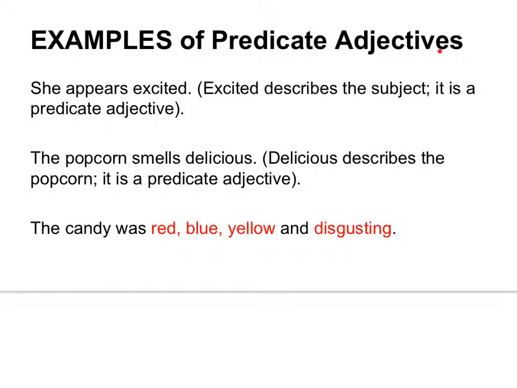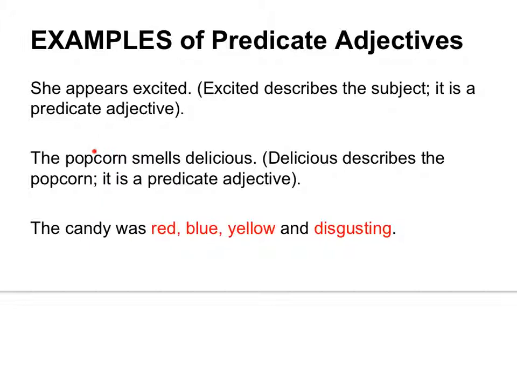Examples of predicate adjectives. She appears excited. Excited describes the subject. It's modifying she, therefore it is a predicate adjective. It's in the predicate, but it's modifying the subject. The popcorn smells delicious. Delicious describes the popcorn. It is a predicate adjective.